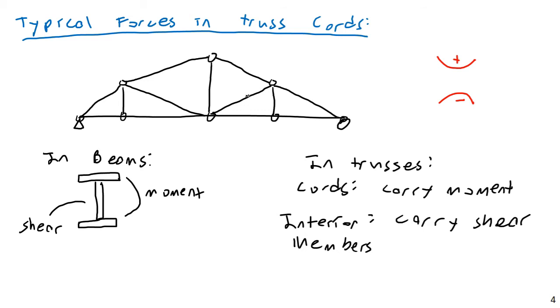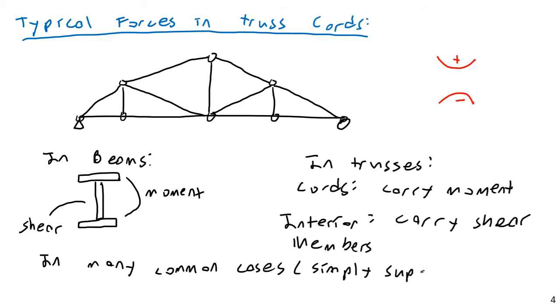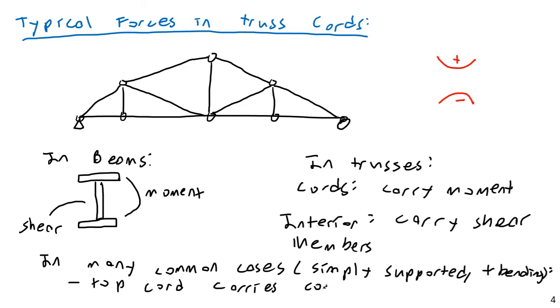Now, because of that, if your truss is in positive bending, and in most cases it is, at least in terms of simple trusses, if we start adding a cantilever truss, then this wouldn't be the case. But in most cases, if your truss is a nice, simply supported truss in positive bending, the top cord will carry compression, and the bottom cord carries tension.